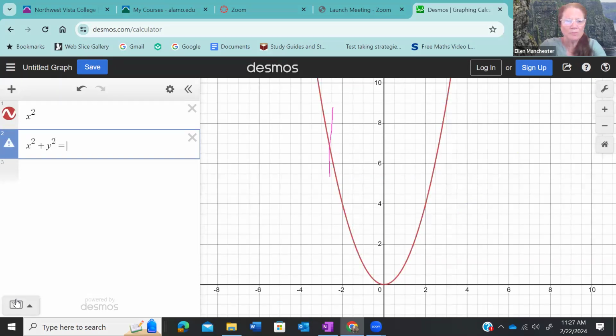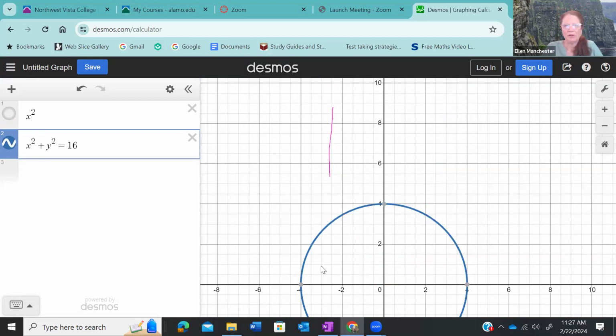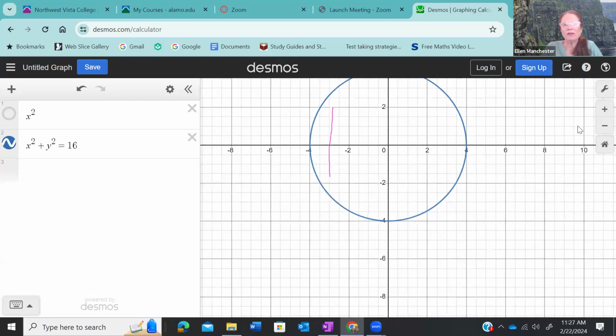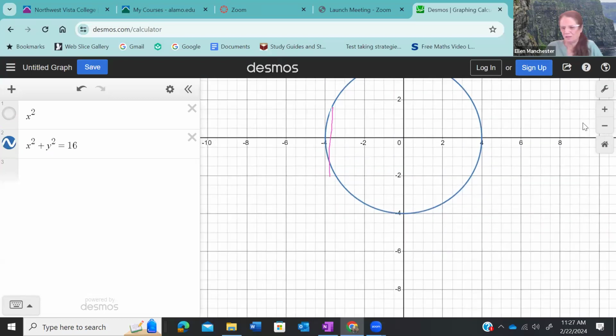So this is an example of a non-function. Get this out of the way. Okay, so what that means is if I put a vertical line through this function, you can see it hits in two different places, right? So it makes it much more challenging.